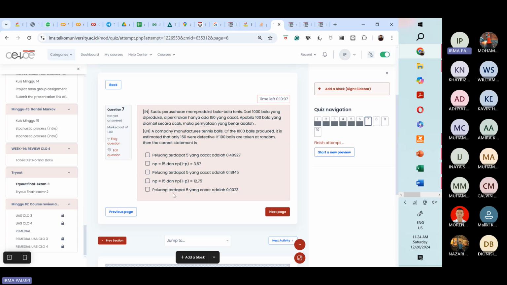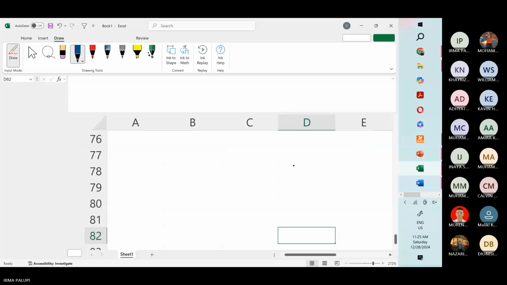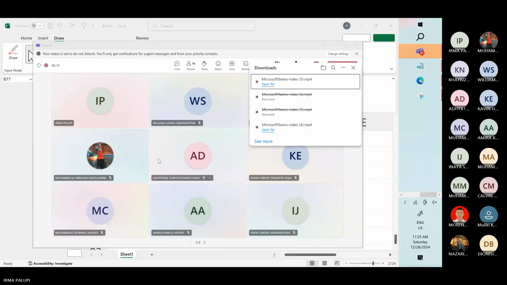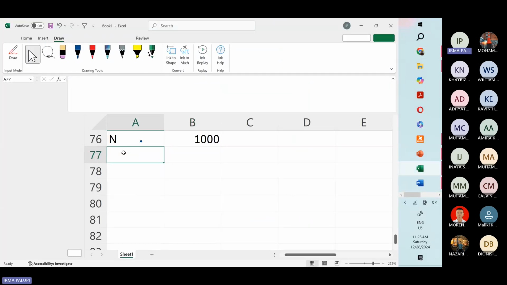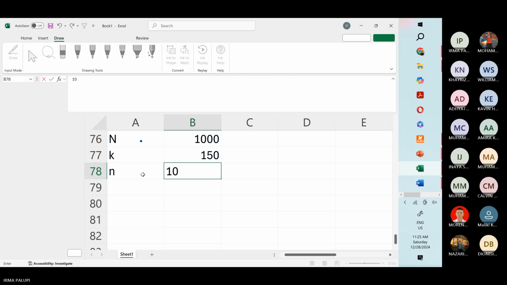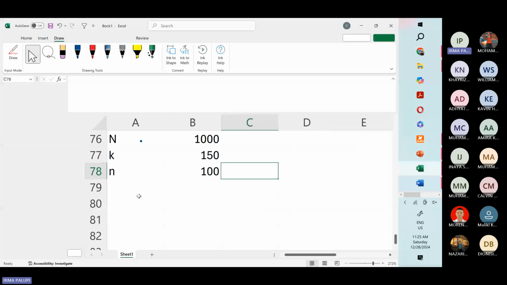Okay. Okay. Get population N is... A. Okay. Peluang terdapat 5 yang cacat.